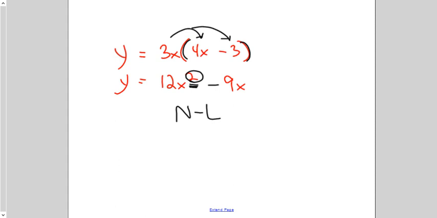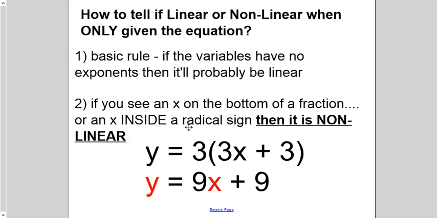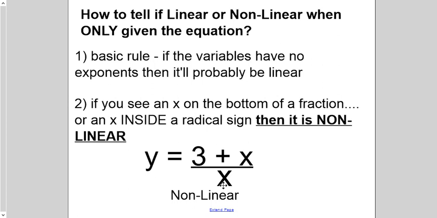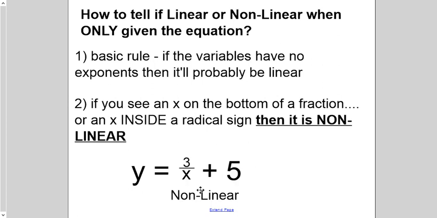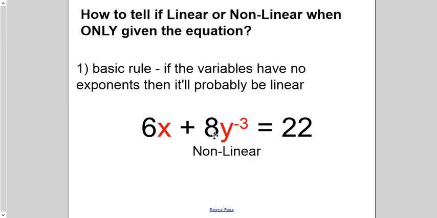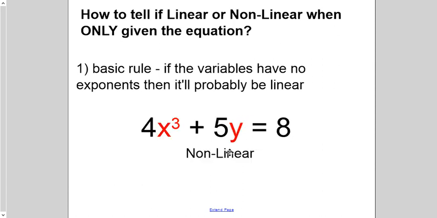So just be on the lookout for parentheses. Be on the lookout for x's on the bottom of fractions. Be on the lookout for x's inside radical signs. However, that's only going to show up probably like 5% of the time in 8th grade math. What we're truly looking for is this setup here. Just look at your x and y's and make sure they don't have exponents. Okay? If they do, it's nonlinear. Right? Nonlinear.